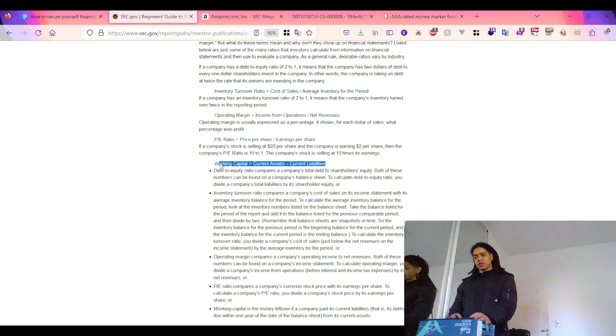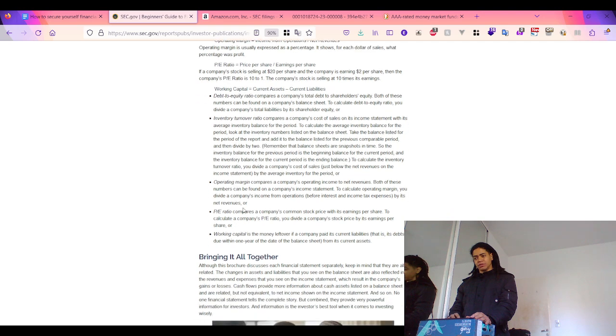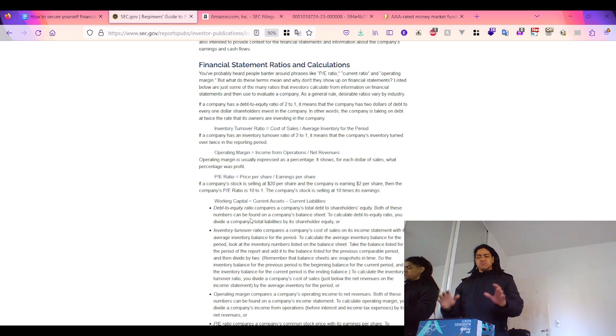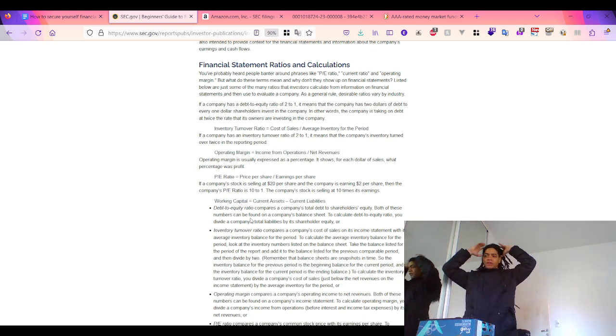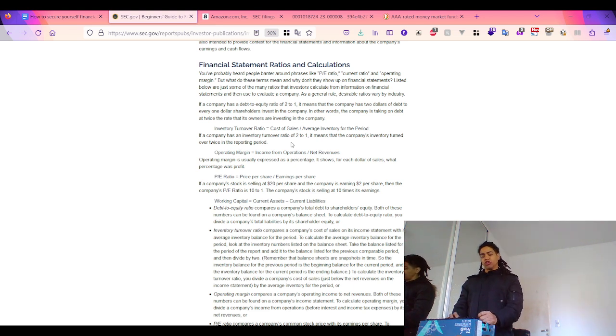So this is actually one of the financial metrics to check financial health: working capital, debt to equity ratios, inventory turnover ratio, operating margins, P/E ratios, and working capital. So again, these financial statement ratios and calculations help investors to evaluate the financial statements of a company.